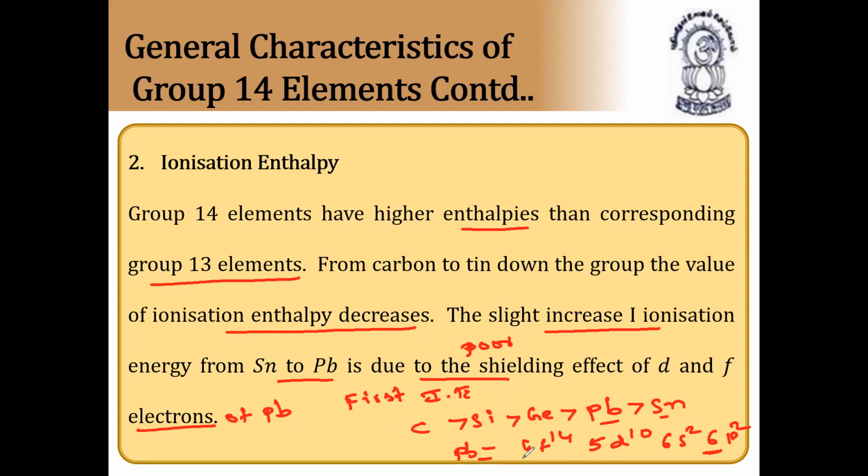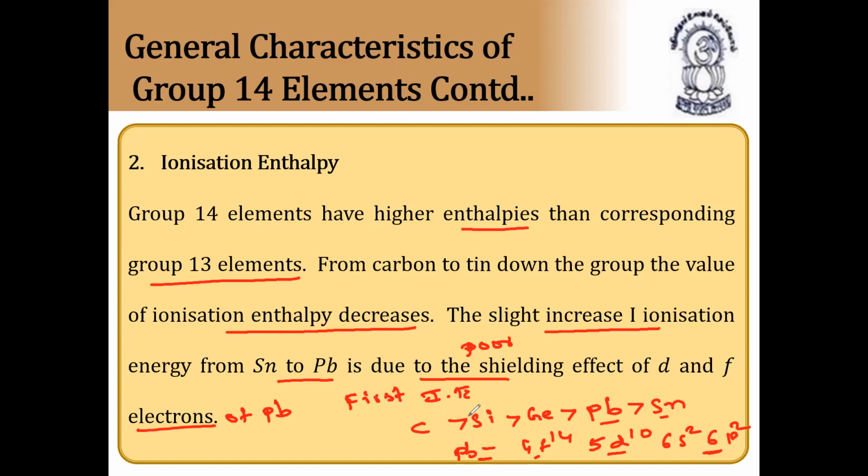Due to this, what happens? Lead contains 4f14, 5d10, 6s2, 6p2 configuration. So 4f14 means completely filled f electrons and completely filled d electrons. Due to the poor shielding effect of d and f electrons, these outer electrons, that is 6s2, 6p2, will be under the nuclear attraction. So nuclear charge increases. As nuclear charge increases, ionization enthalpy also increases.